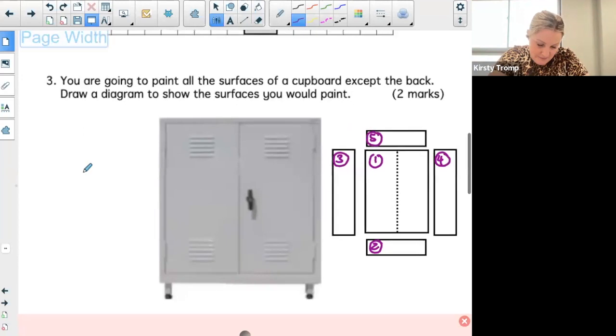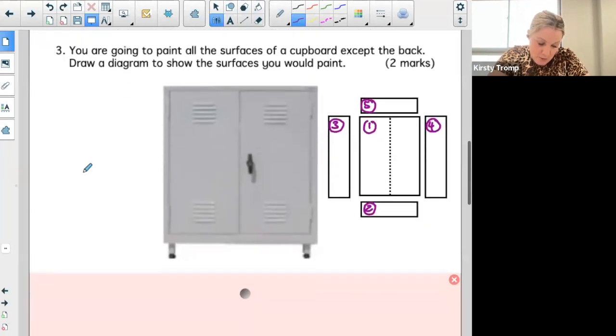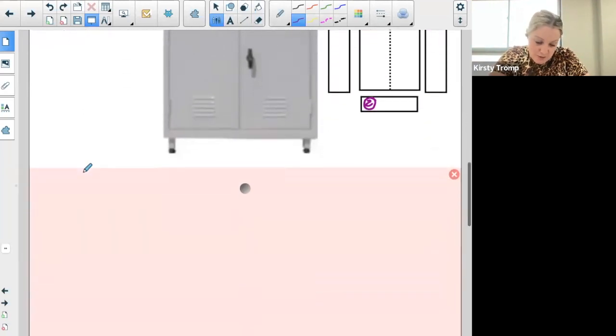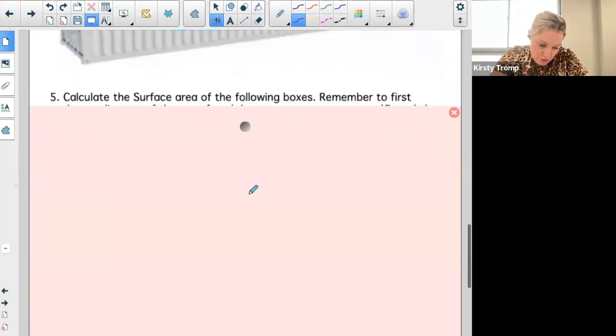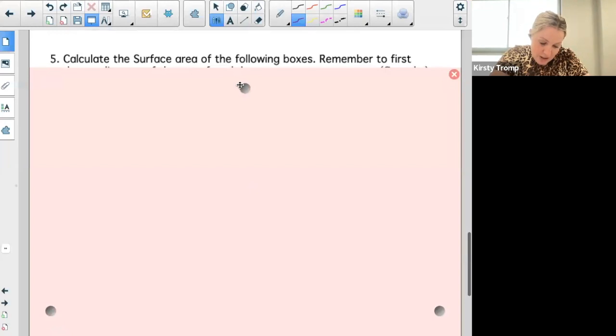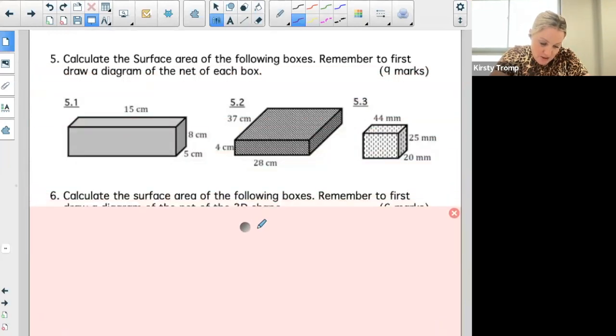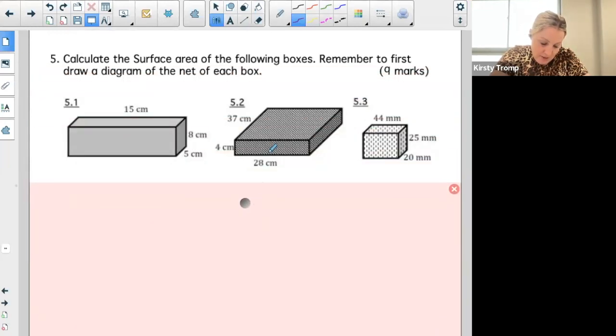Okay. All right. I want to move on. I want to go calculate the surface area of some actual prisms. So I want to move on from doing drawings, and I want to go calculate the surface area of some boxes. Okay. So it says, calculate the surface area of the following boxes. Remember to first draw a diagram of the net of each box.